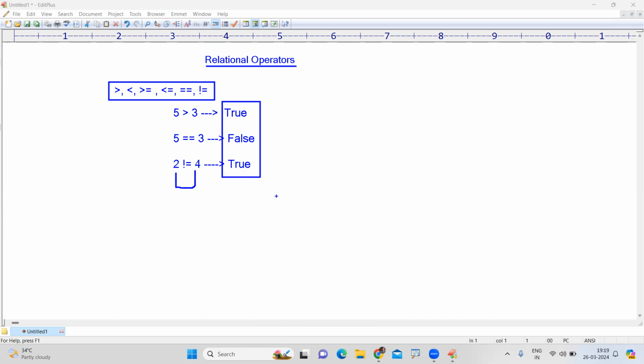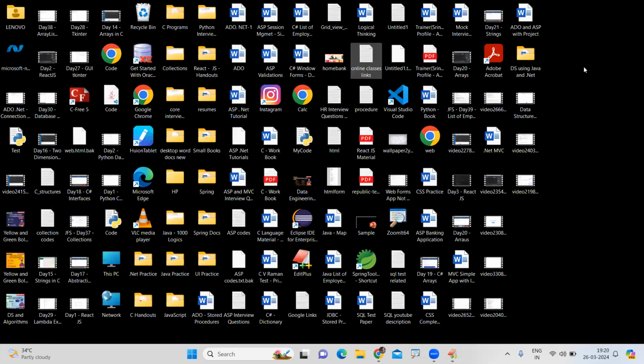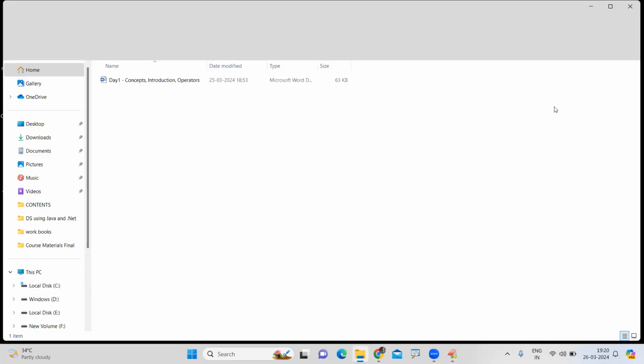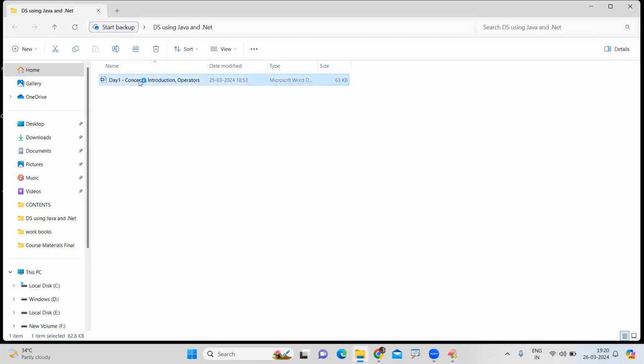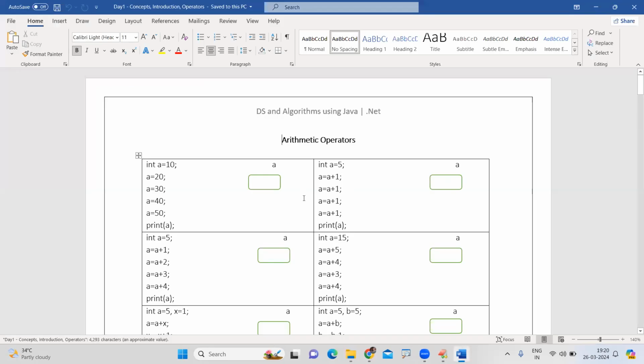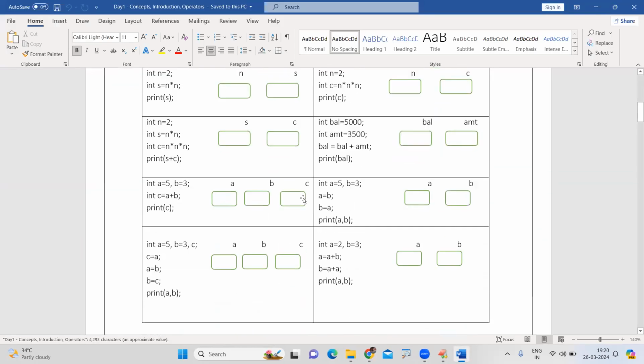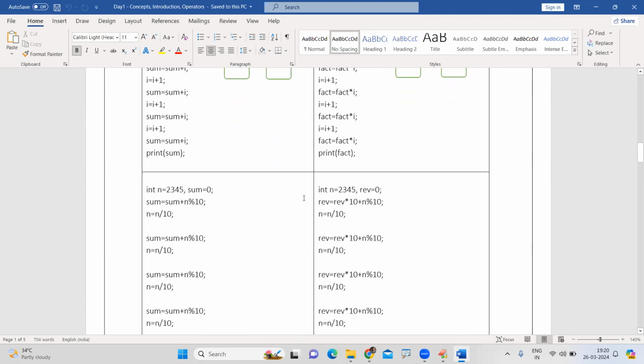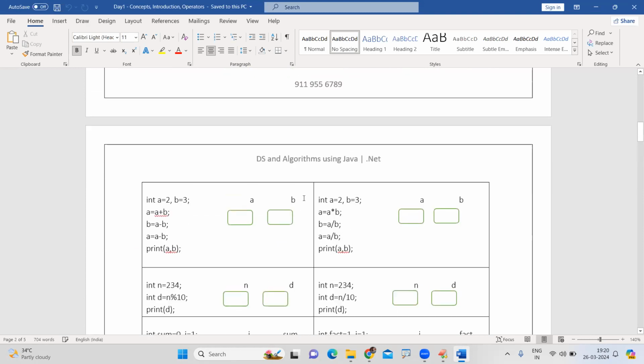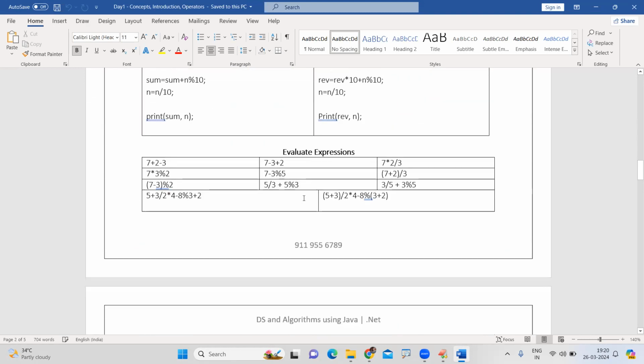Got it? But sir, what kind of questions will they ask? I prepared one thing. On day one, I'll share this document that you need to complete, just on arithmetic operators. One by one, you need to complete it. Whatever values come, you only have to write the outputs. A simple way of writing outputs.